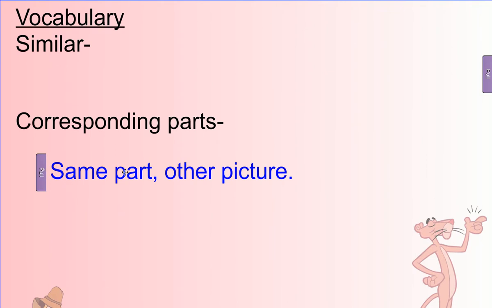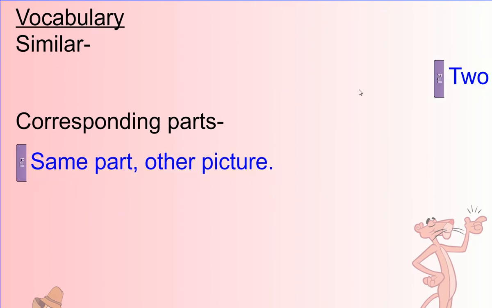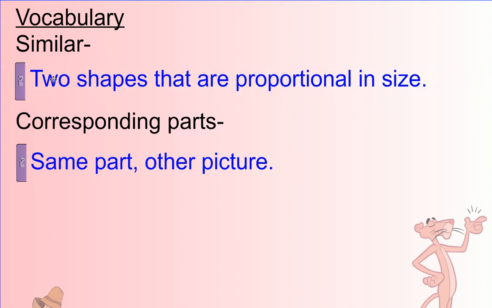We have two vocab words. Here's one of them. The other is one we already know. Similar are two shapes that are proportional in size, and that kind of comes from that better definition we came up with in the last lesson. It's two shapes that are proportional.